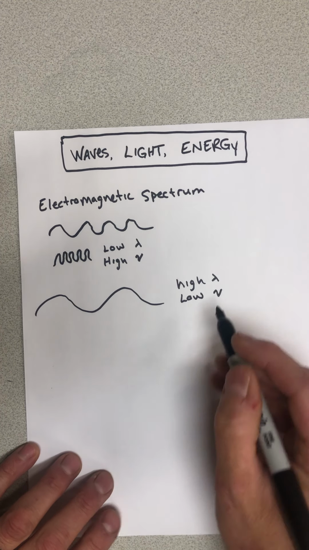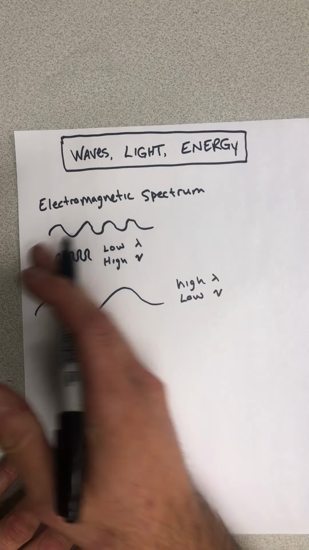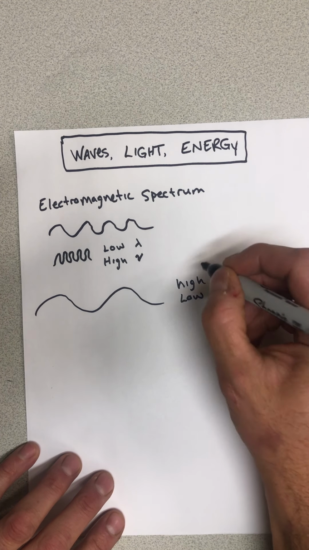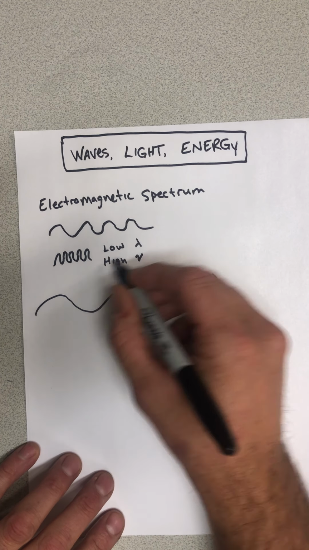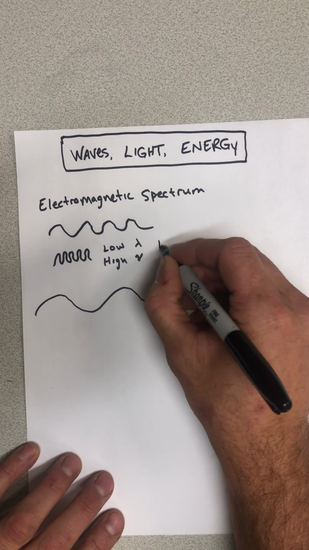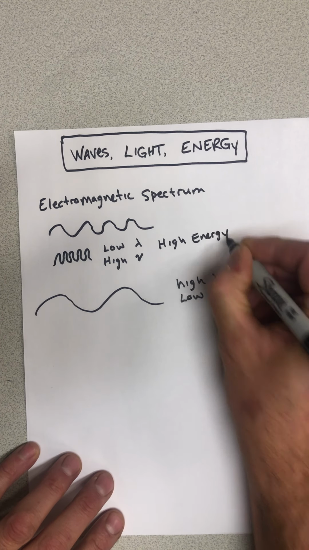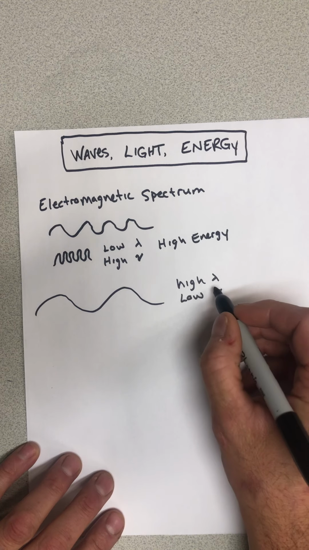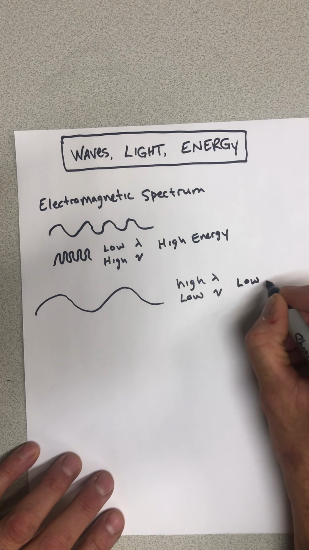Okay? And the difference between the types of waves, from very short wavelength to very high wavelength, is the amount of energy that's in those waves. So these low wavelength, high frequency waves are high in energy. And these guys here, the high wavelength, low frequency waves, are very low energy waves.